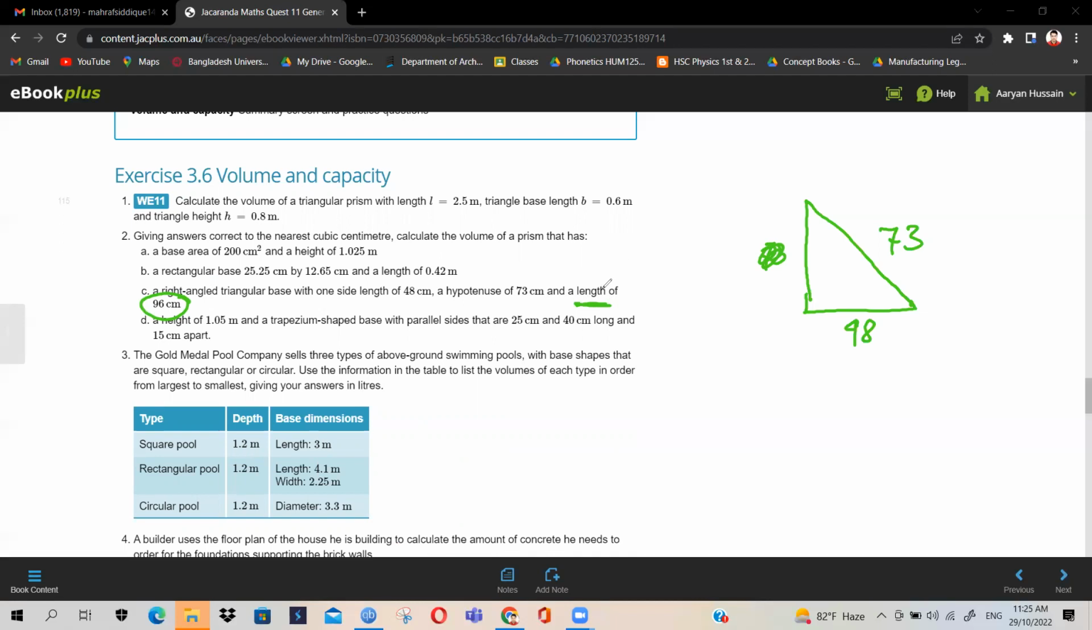Maybe it's the height. No, height cannot be greater than the hypotenuse either. Maybe it's the full height. Yes, so one side is 48, multiplied by 2 is 96. Yes, that makes more sense. Okay, cool.